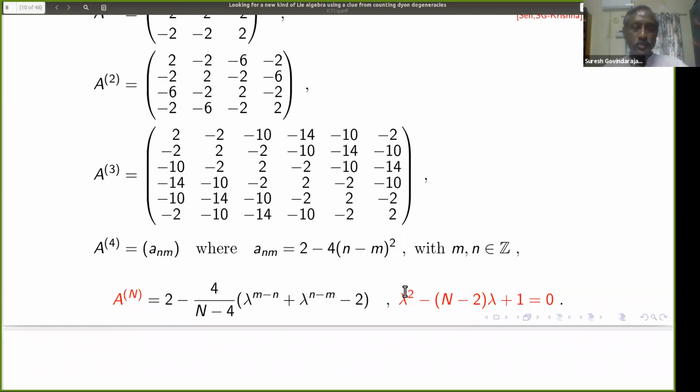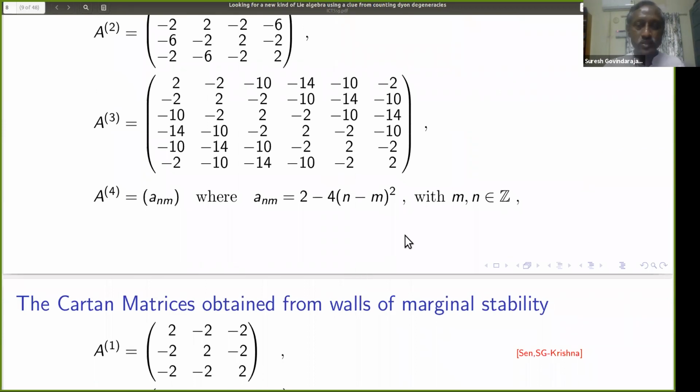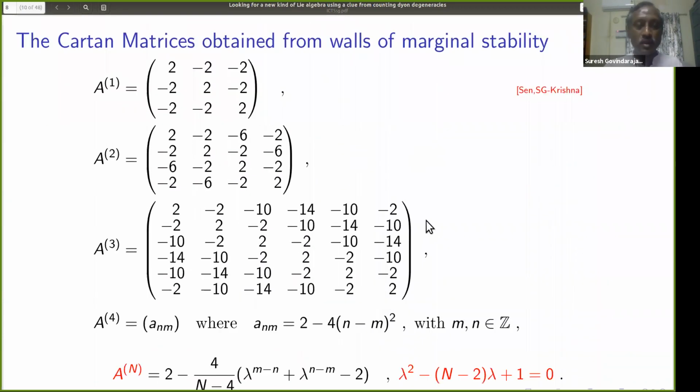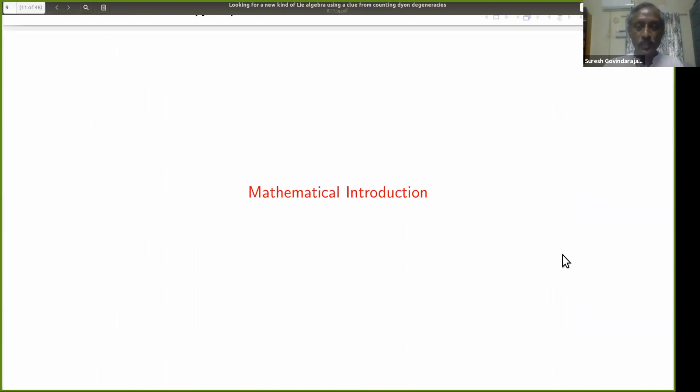Okay, so this is the setup, and so the question which we are trying to answer is: for 5 and 6, is there a Lie algebra? If it is there, what is it? What kind of Lie algebra is it? Okay, so I'll stop here and pause for questions, comments.